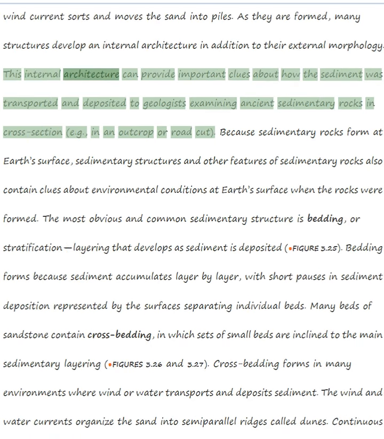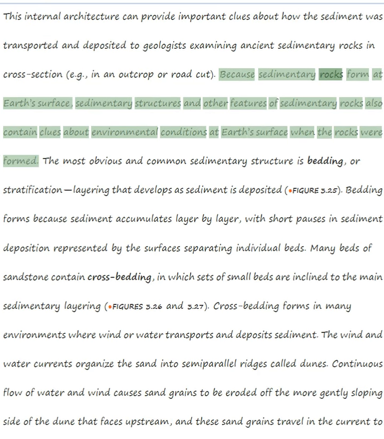This internal architecture can provide important clues about how the sediment was transported and deposited to geologists examining ancient sedimentary rocks in cross-section. Because sedimentary rocks form at Earth's surface, sedimentary structures and other features of sedimentary rocks also contain clues about environmental conditions at Earth's surface when the rocks were formed.